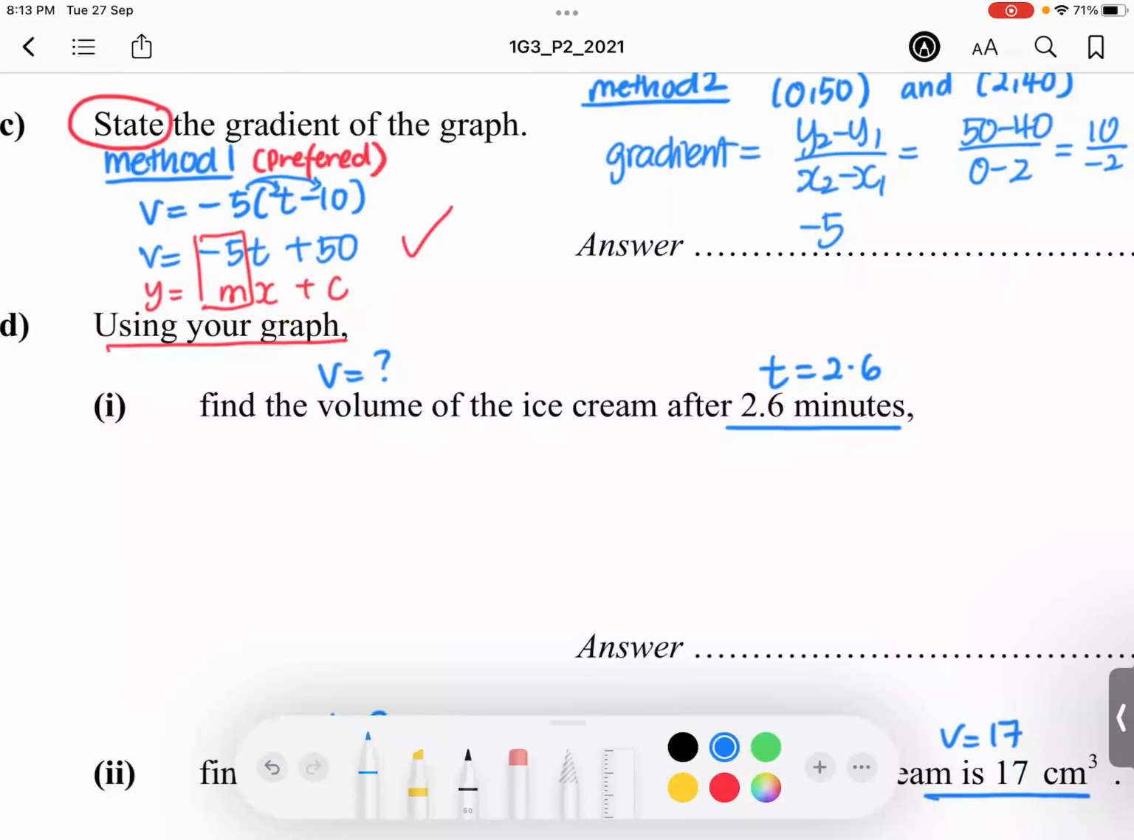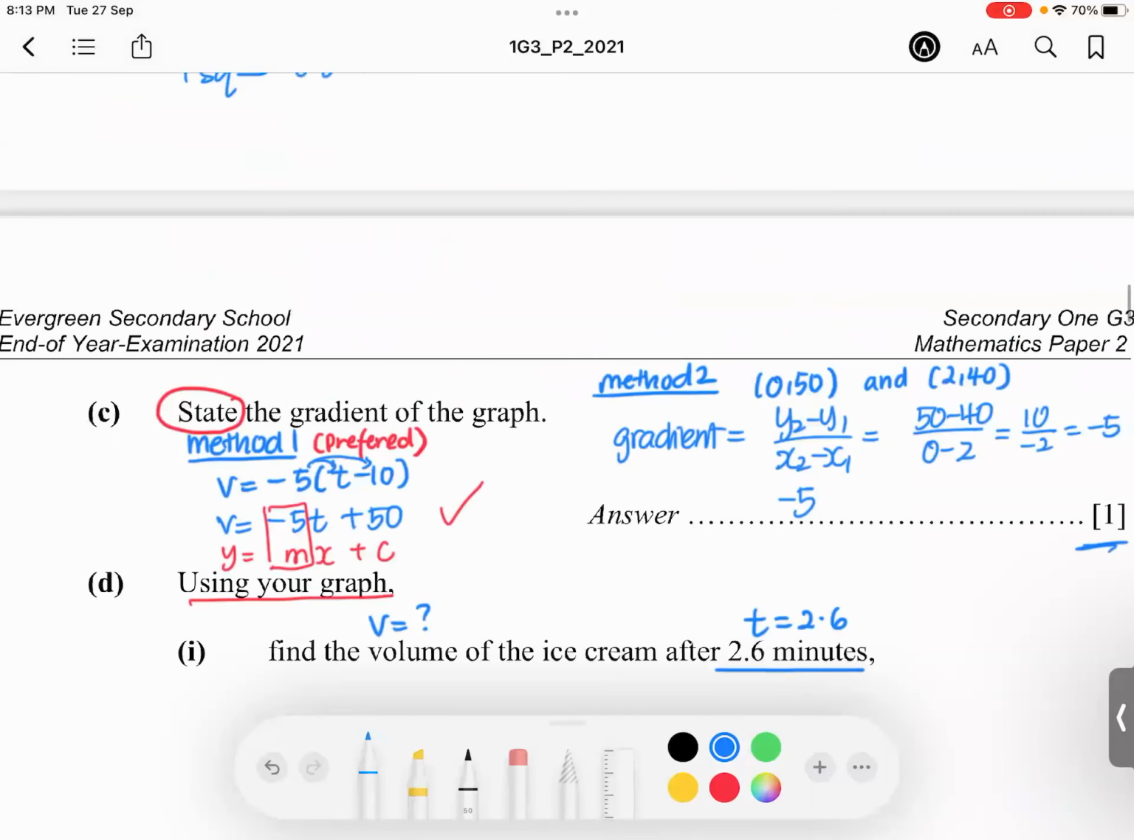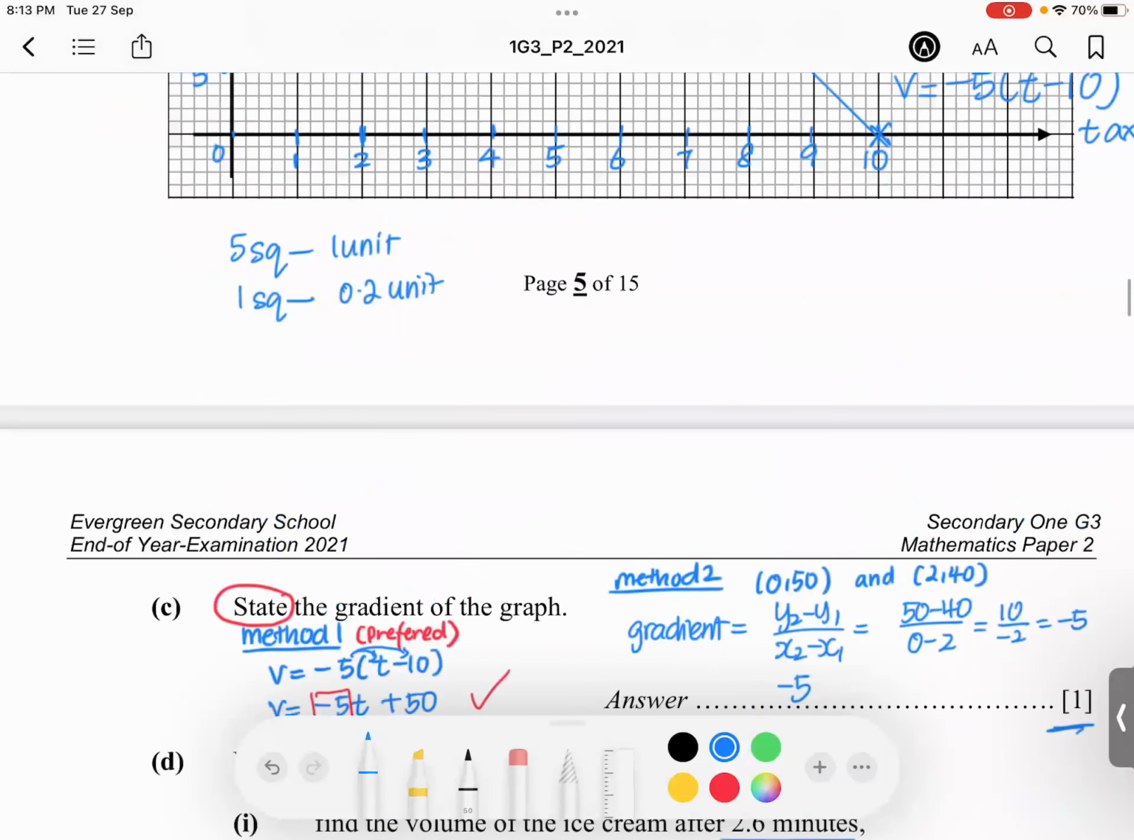Okay, then the next one, using your graph. Please do not do calculations. The moment you write calculations on this portion, it will be 0 marks, even if you get the correct answer. The question is: find the volume of ice cream after 2.6 minutes. What are you supposed to do? t equals 2.6, because they say 2.6 minutes. You must draw your dotted line.